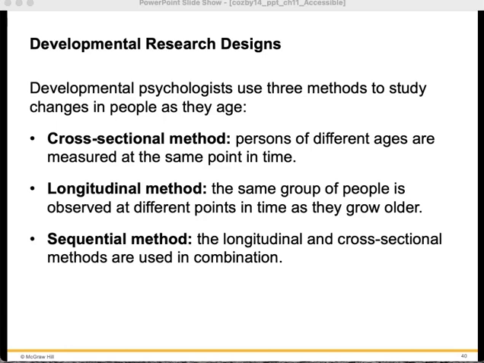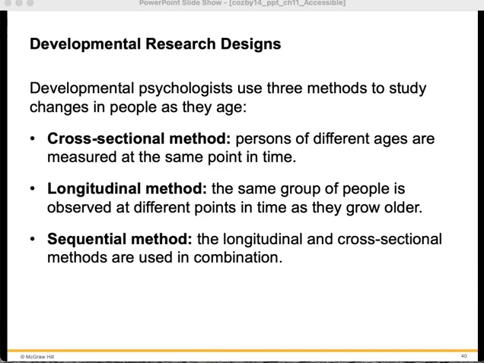The problem is that there are some issues with it, in that there could be cohort effects, which means that people that are 50 grew up very differently than those that are 20, right? Those that are 20 might have more likelihood of knowing how a computer works.